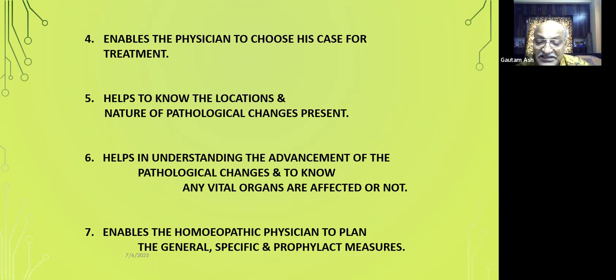It enables the homeopathic physician to plan general, specific and prophylactic measures. The broad area which is given for therapeutic measures means general, conservative and specific measures. Under conservative, as we have shown before going into the disease in detail, there are general measures and medicinal measures. Medicinal measures, as we are using, are homeopathic medicines. And specific measures are again operative, conservative, or a combination of both. So that has to be planned. Then again, preventive measures, that is prophylactic measures. So diagnosis helps us for all these areas.